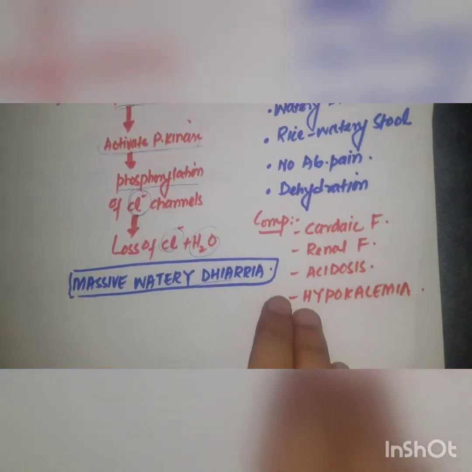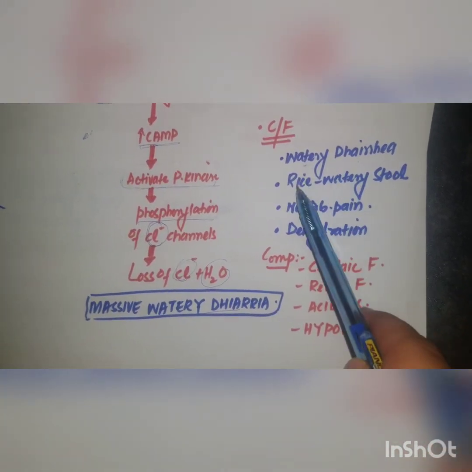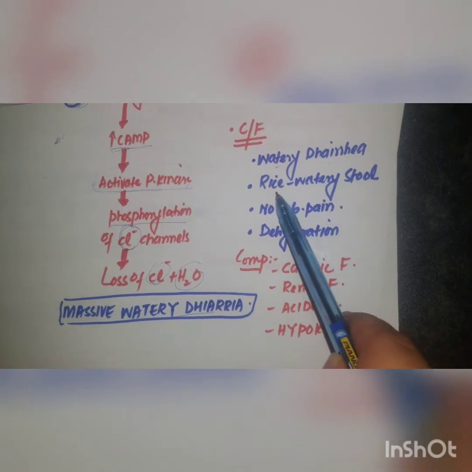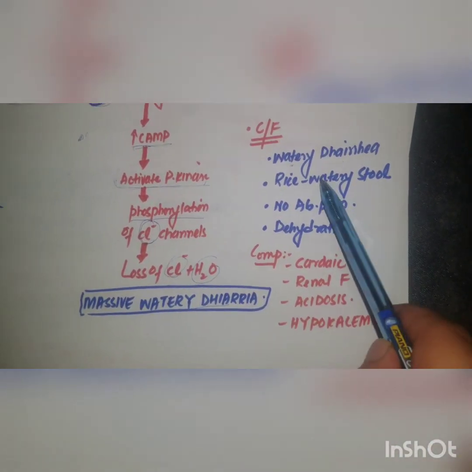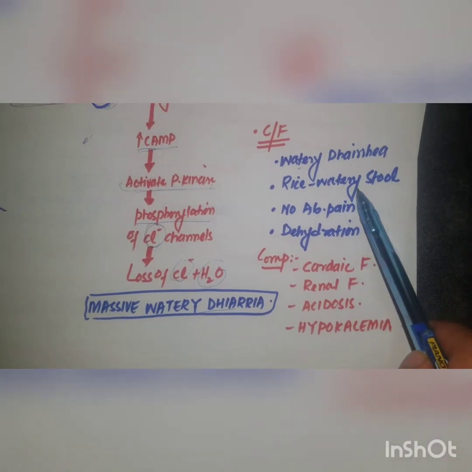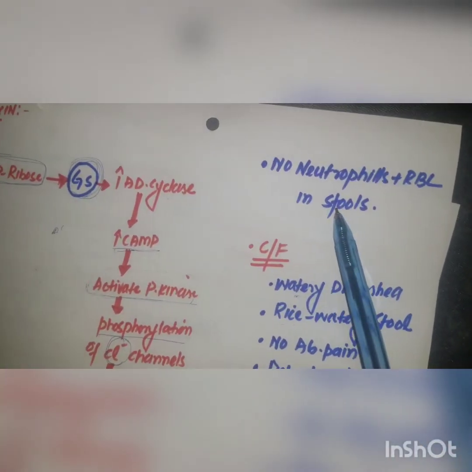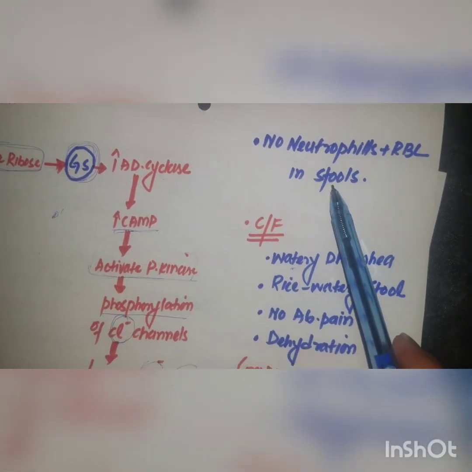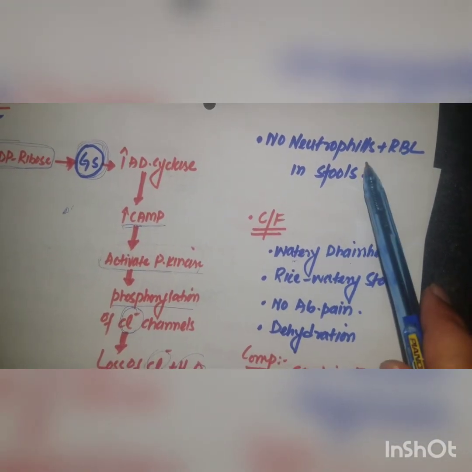Coming towards the clinical findings, the main finding is very severe watery diarrhea, and a very special term used here, which is important for the exam, is that rice water stools are observed in this condition. No neutrophils or RBCs are present in the stools. Why is it so? Because this is a toxigenic organism, not an invasive organism. With invasive organisms, we observe neutrophils in the stools.